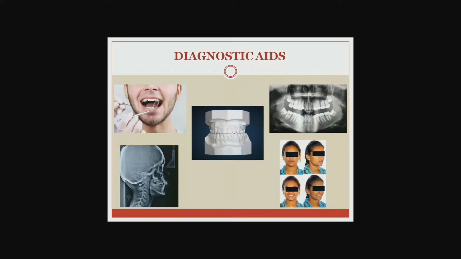In case history, besides the chief complaint which has been recorded in the patient's own words, when you start asking about the history, it reveals important clues on the etiology of malocclusion. If we ask, are your brothers and sisters looking the same as you? He says yes. That means it may have a hereditary origin.